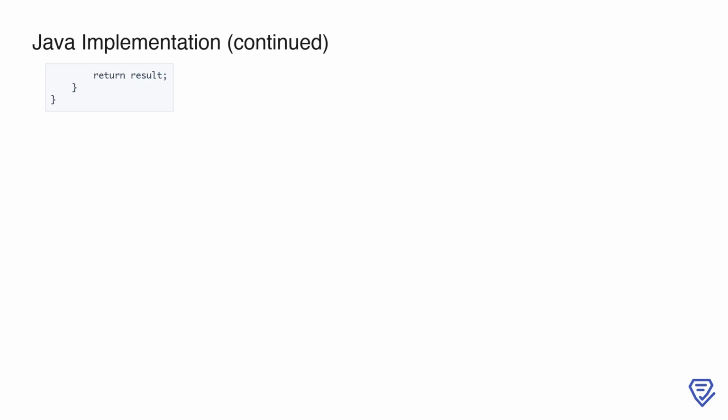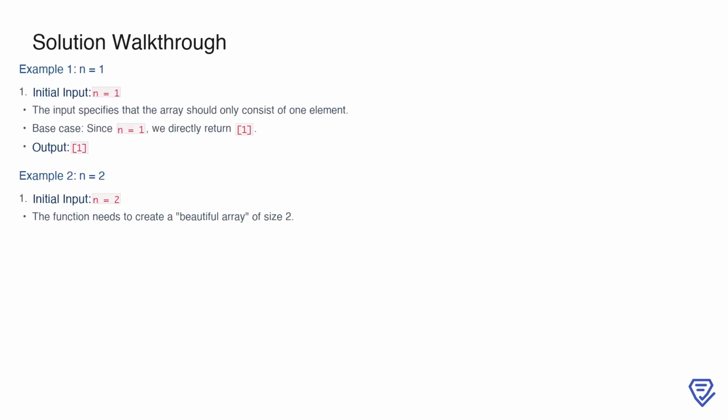This recursive approach effectively constructs the array by leveraging the divide and conquer strategy, ensuring that the constraints of the problem are met at every step. To begin, we start with the simplest case where n equals 1. The input specifies that the array needs to contain exactly one element. Since there's only one possible way to create a beautiful array of size 1, we directly return the base case result, 1. This is because there are no conditions to violate in such a simple scenario.